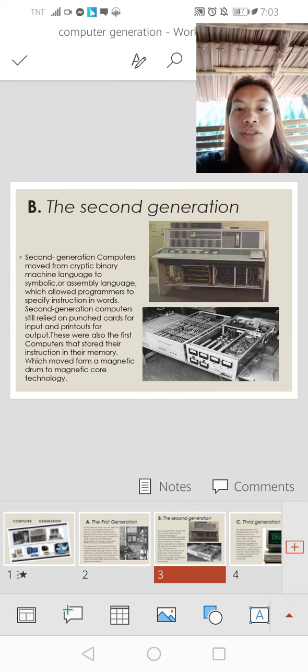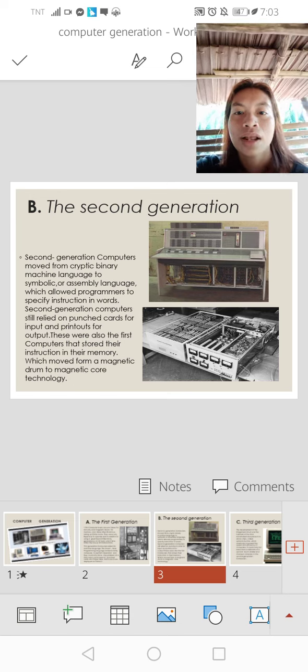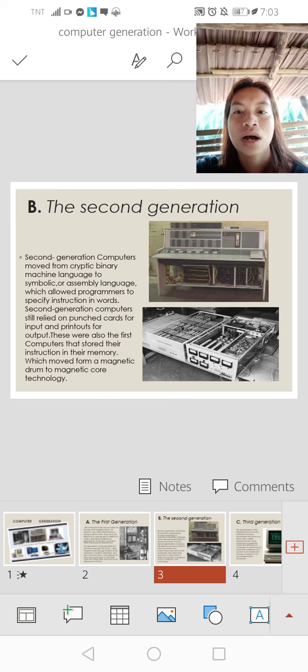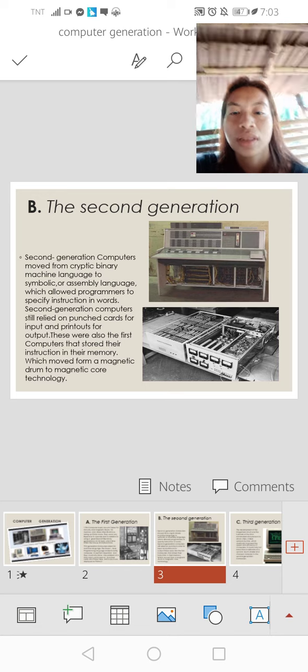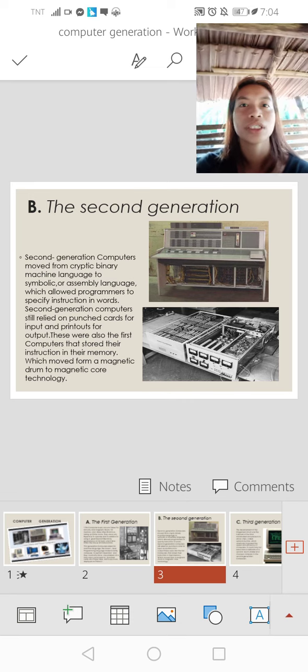The second generation computer. Second generation computers moved from cryptic binary machine language to symbolic or assembly language, which allowed programmers to specify instructions in words. Second generation computers still relied on punch cards for input and printouts for output. These were also the first computers that stored their instructions in their memory, which moved from magnetic drums to magnetic core technology.